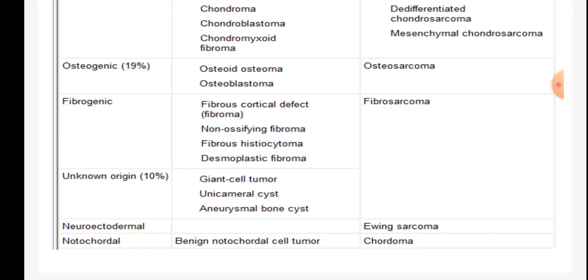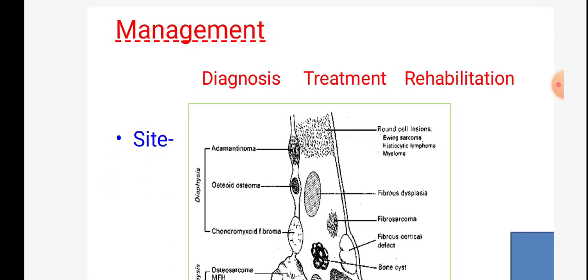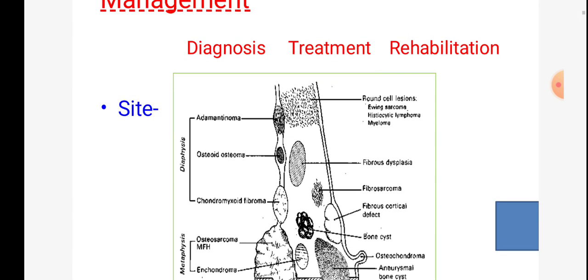It forms one of the important differentials of giant cell tumor. The other one is the aneurysmal bone cyst. The neuroectodermal, the notochordal, that is benign notochordal cell tumors. Then the malignant counterparts, Ewing sarcoma and chordomas. So this is a table there. Now, management aspects: the diagnosis, treatment, rehabilitation.